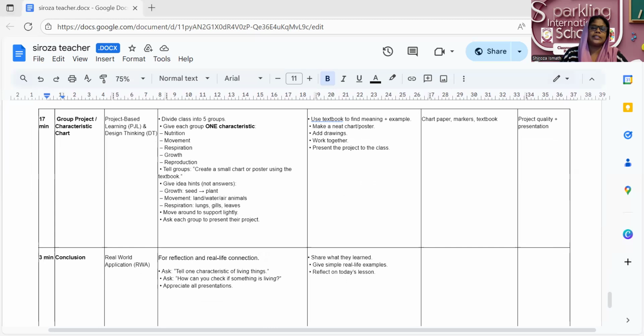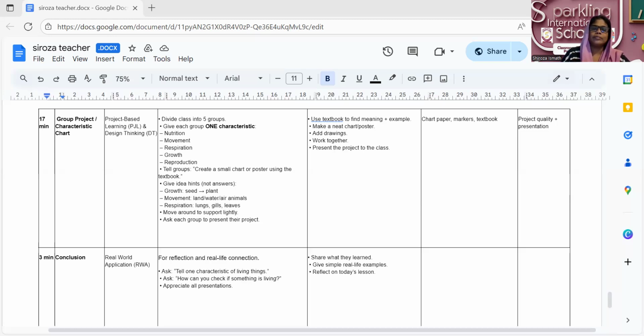Next 17 minutes. The lesson activities: group project, characteristic chart or poster. The teaching method is project-based learning and design thinking. For these 15 minutes, students will do a group project to make a characteristic chart or poster. Here I am using project-based learning and design thinking.